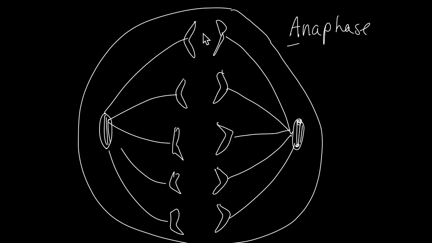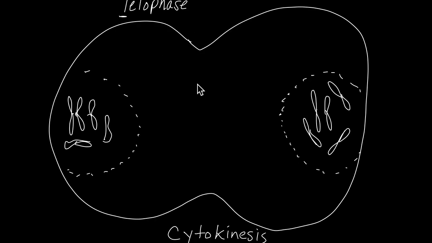So the sister chromatids are separated now, and we have 5 chromosomes going to the cell on the left, 5 chromosomes going to the cell on the right, and the centrioles are cranking in on these spindle fibers and pulling those chromosomes toward either pole. In telophase, those chromosomes are going to be polar. They're going to be found on either side, and you're going to see this thing called a cleavage furrow.